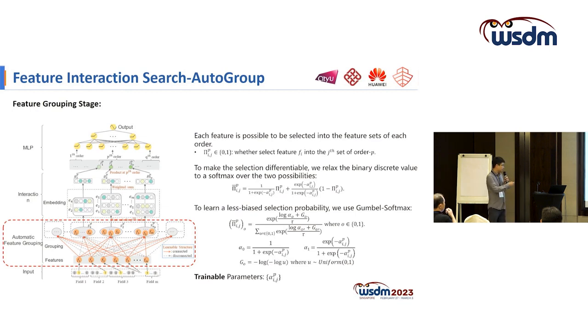And we model this existence of probability using another set of parameters alpha. And these trainable parameters are trained alternately with the other parameters of the neural network. So in the inference stage, if the probability of that edge is larger than 0.5, then this edge will be selected. Otherwise, this edge will be removed. With the edges selected or removed, the feature groups are already generated.